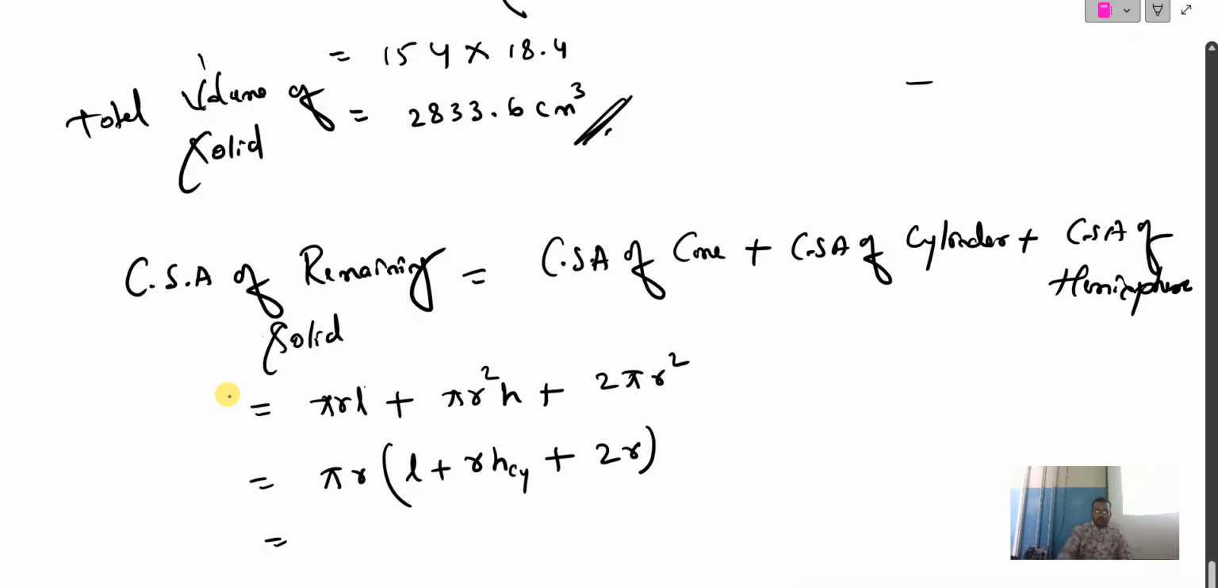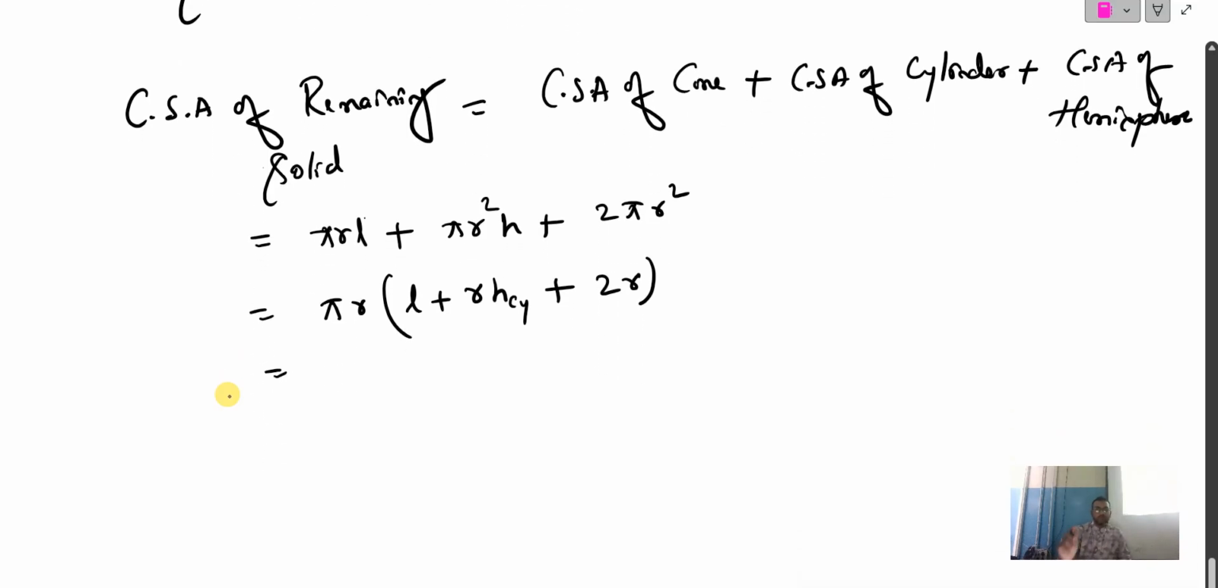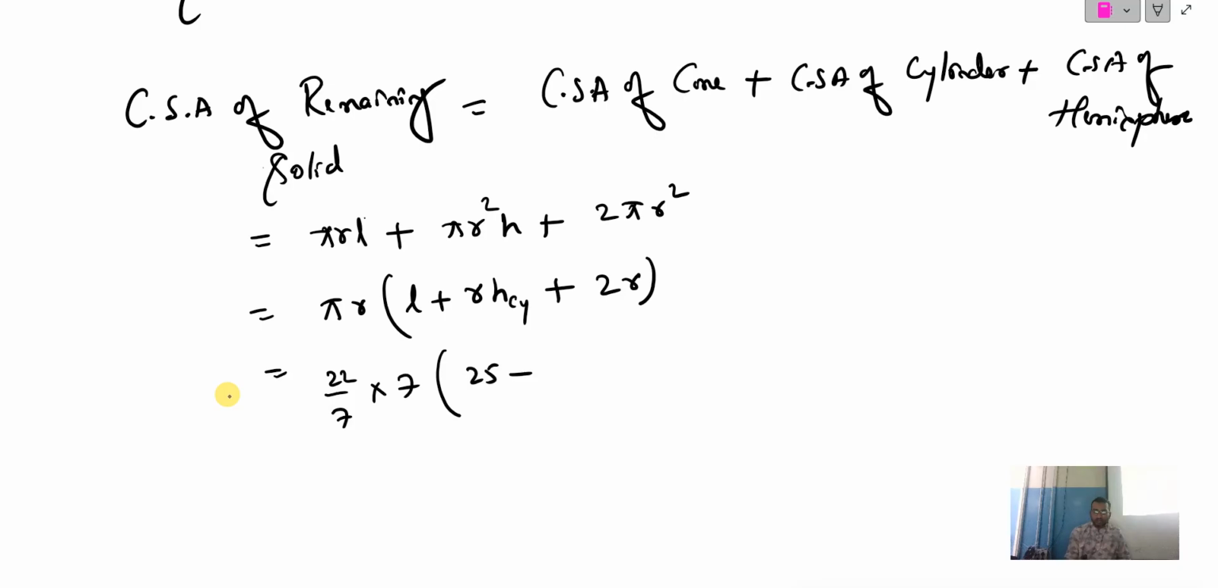How much? 256. 7 plus 4 is 11, 11 plus 6 is 17. How will 256 come? Check and tell the answer properly.